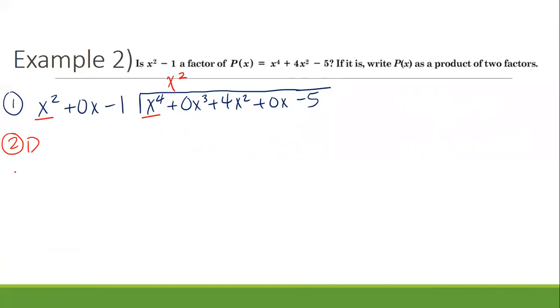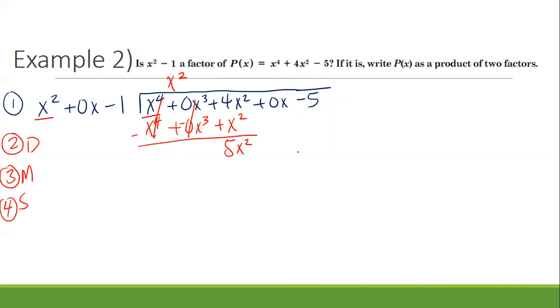Agreed? Step 3. We're going to multiply. So x squared times x squared is x to the 4th. X squared times 0x is 0x to the 3rd. X squared times negative 1 is negative x squared. Then we're going to subtract. And we're left with 5x squared. Because it's still not less than the degree of the divisor, we're going to bring down. And then we're going to repeat.